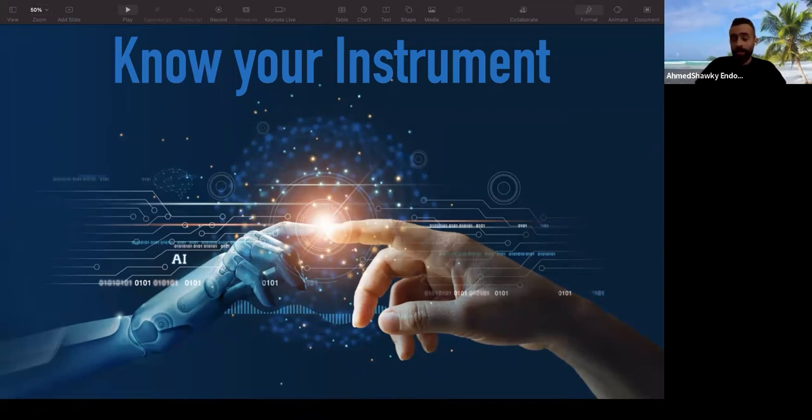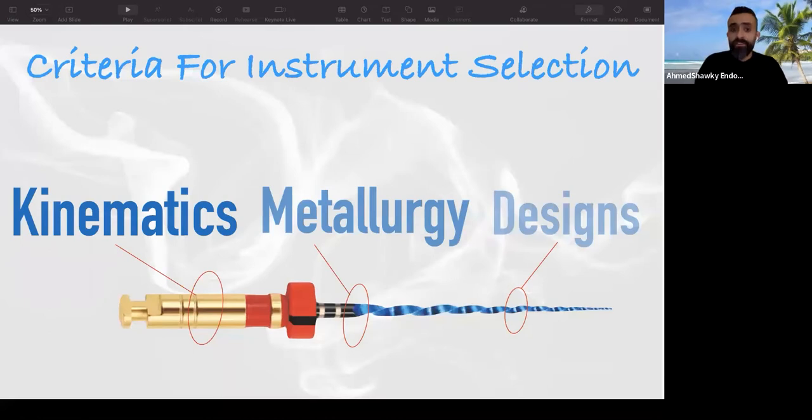blue martensitic files. So now, as I said, the criteria for instrument selection is about knowing the kinematics, the way the file moves in the motor, and we have advanced motors right now, like the ZRF from D-Perfect, and we can modify the kinematics of the files to rotate, to reciprocate, to combine both motions. I will let you know that.